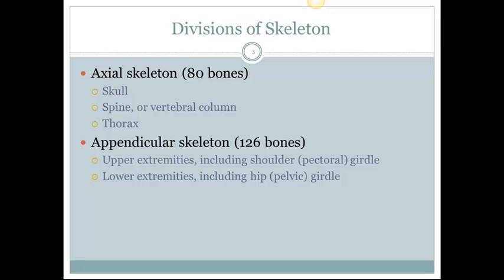So there are two main divisions of the skeleton. There is the axial and the appendicular skeleton. The axial means the bones of the center of the body, so we're talking about the skull and the spinal column. The appendicular means the bones of the appendages or extremities. As you can see here, we have 80 total bones in the axial skeleton, consisting of the skull, spine, and thorax, and the appendicular skeleton has 126 bones, which contain the upper extremities and the lower extremities. There are 206 total bones in our body.